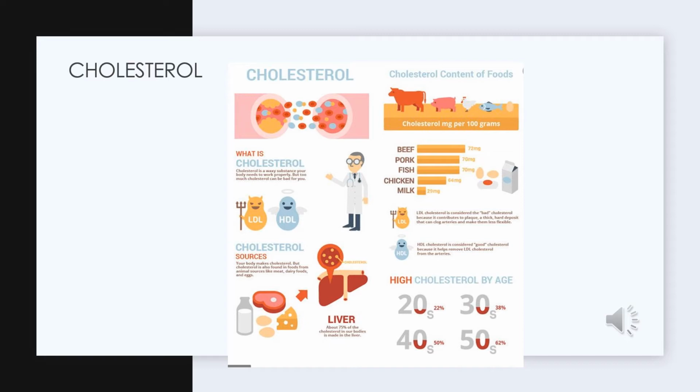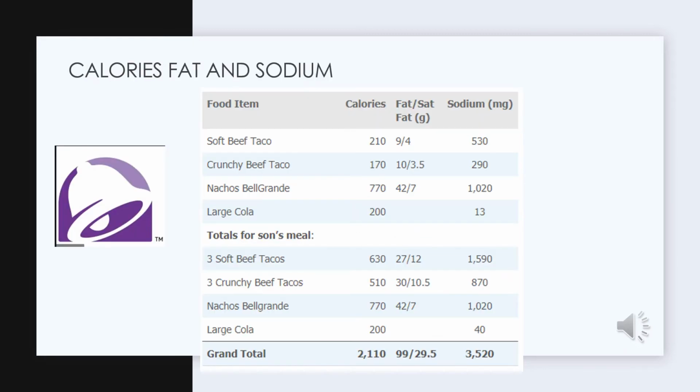When we're looking at blood cholesterol levels, it should not be higher than 200 milligrams per deciliter. We can reduce the amount of fat intake. Of course, we can change our diet, we can exercise, and do all those other fun things to improve our cholesterol levels. This is a chart that is in your book.